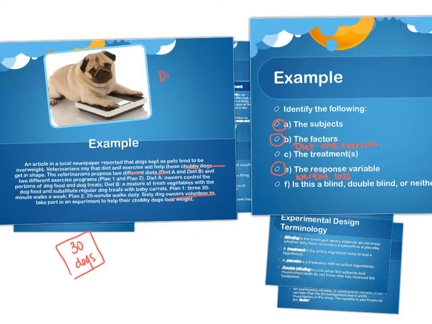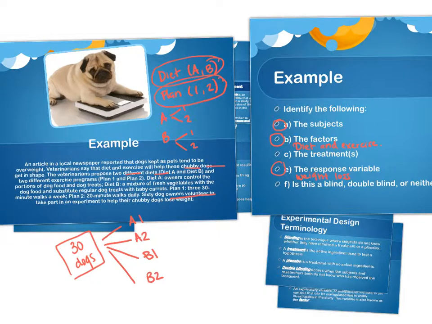Our factors are diet, which consists of A and B, and plan or exercise, which consists of 1 and 2. So a dog can either go to diet A or diet B. If they go to A, they're going to get plan 1 or plan 2. If they go to B, they're going to get plan 1 or plan 2. So in our diagram, here's how we draw this. You can go to A1, A2, B1, or B2. And so we're going to put some dogs in this group, A1, dogs in A2, dogs in B1 and B2. Notice you can get the number of treatment groups you have, which in this case is 4 treatment groups, by multiplying the number of options for the first factor times the number of options for the second factor, in this case 2 by 2.